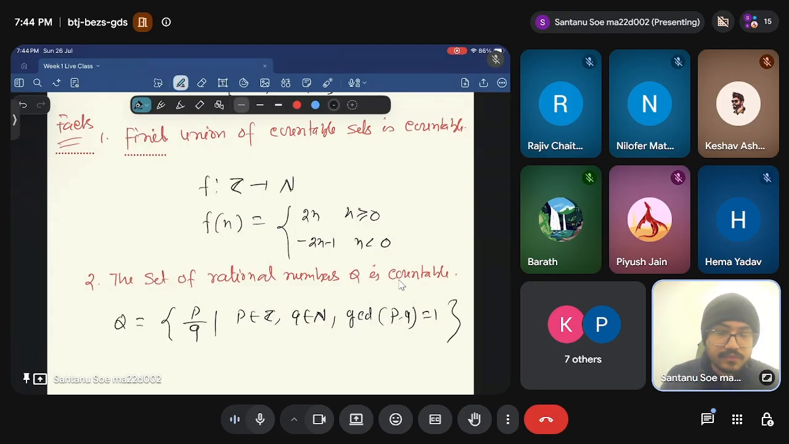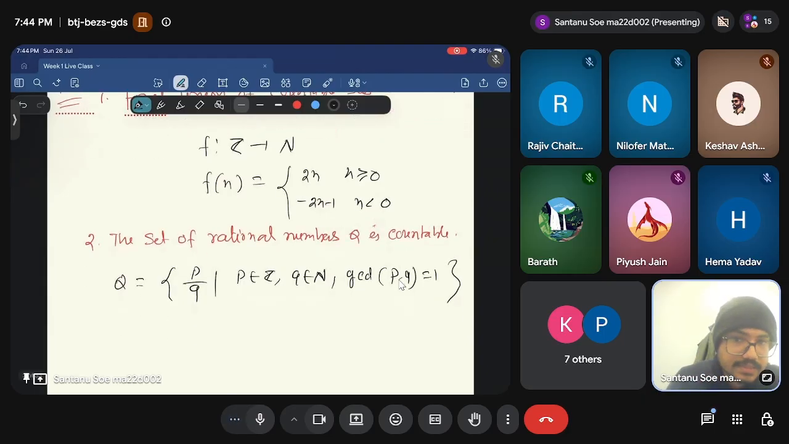Because if you write 1 by 2 and 2 by 4, both are the same rational number. But 1 by 2 is written in its lowest form. That means the GCD of 1 comma 2 is 1, but the GCD of 2 comma 4 is not 1, right? That is how rational numbers are represented. So now can anyone take a guess how to prove from here that Q is countable? Can you see some connections here? I have already defined the components of the rational numbers, that is Z and N, right? Anyone?